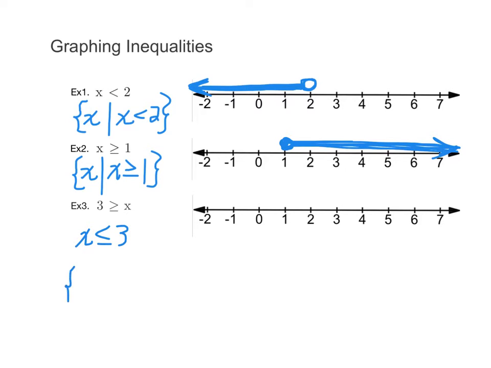So I'm trying to graph the solution set, the set of all x's, such that x is less than or equal to 3. That would mean all the numbers to the left of 3. Since there's an equal sign, I'm going to indicate that with a solid dot at 3.